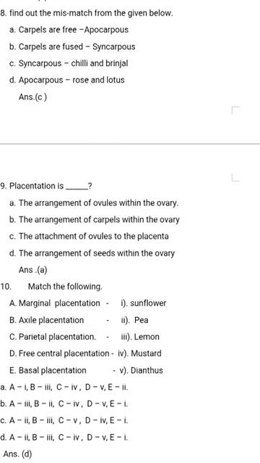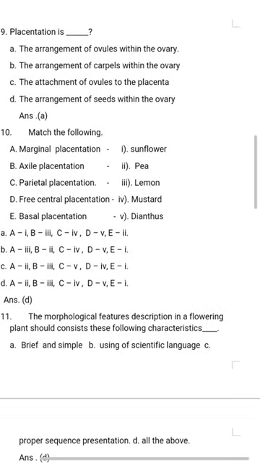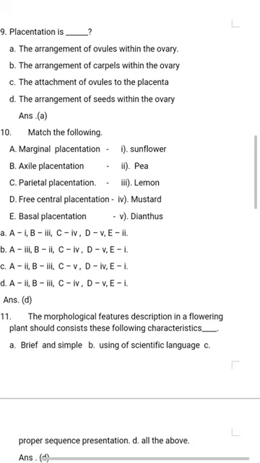Now moving to the 9th question. Placentation is... So this is one new variety of asking a question. We need to see the definition from the given four options for placentation. Option A: the arrangement of ovules within the ovary. B: the arrangement of carpels within the ovary. C: the attachment of ovules to the placenta. Option D: the arrangement of seeds within the ovary.